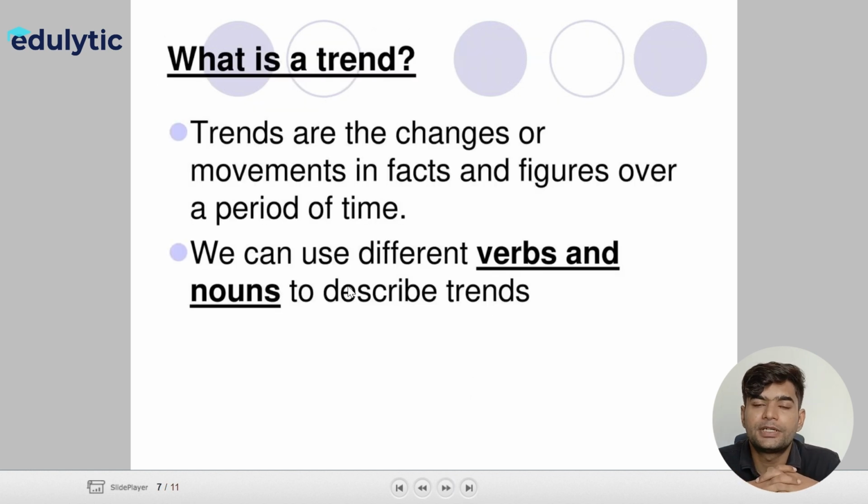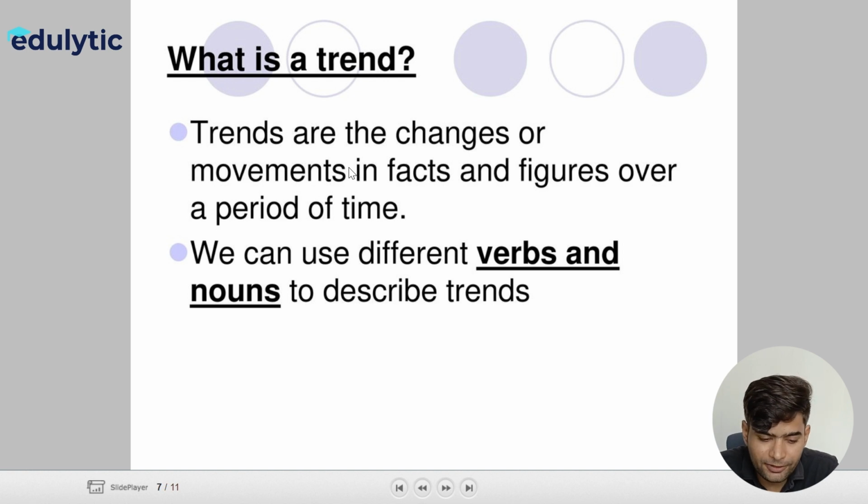Okay, so another important aspect of your IELTS writing task 1, which is report writing, is understanding and explaining the given trend. A trend shows you how things are going on in a particular area for a particular period of time. A trend could be stable, unstable, uprising, or declining. So there could be different situations, and the trend could be different for different graphs, tables, and pie charts. Trends are the changes or movements in facts and figures over a period of time.